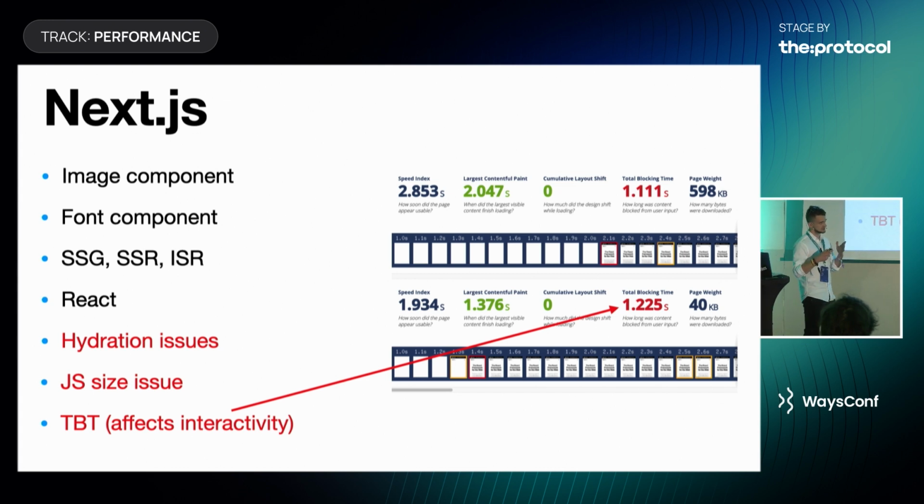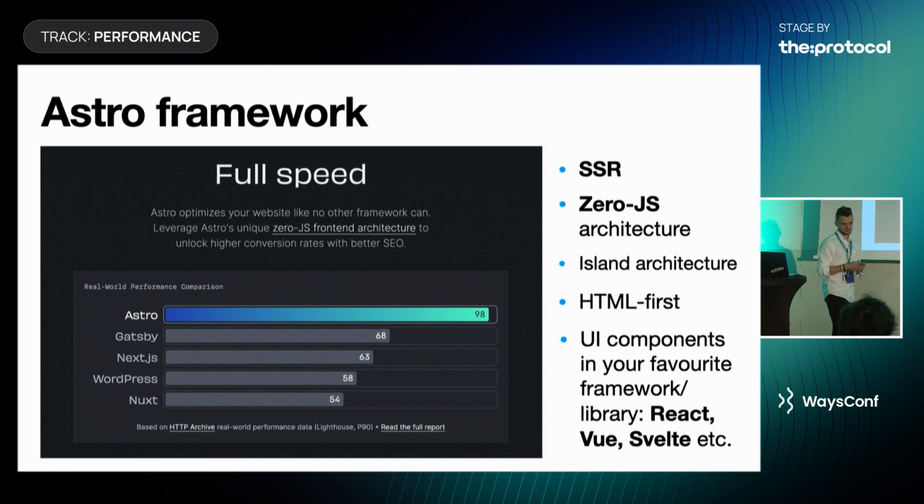However, as with every framework, it has exactly the same issues. So basically, for example, the hydration issue, the JavaScript size issue, because it loads the boilerplate-like JavaScript from that framework from the beginning, always when we visit that page, which directly affects the total blocking time metric.